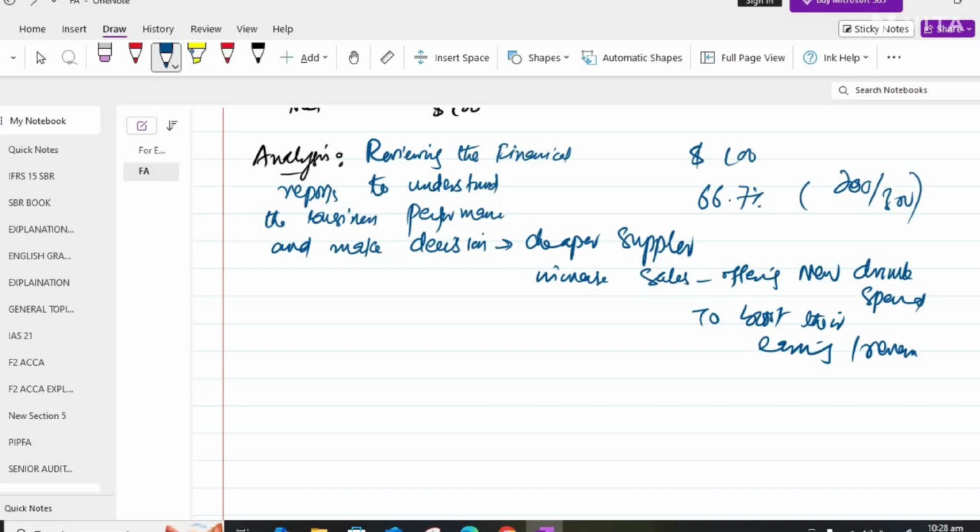And then we have discussed the third component, and that is the analysis. By analysis, we mean interpreting the financial reports to identify trends, assess profitability, liquidity or solvency, and guide strategic decisions. Now, at the end, that is the definition we have discussed. Now, let's move on. What is financial accounting?